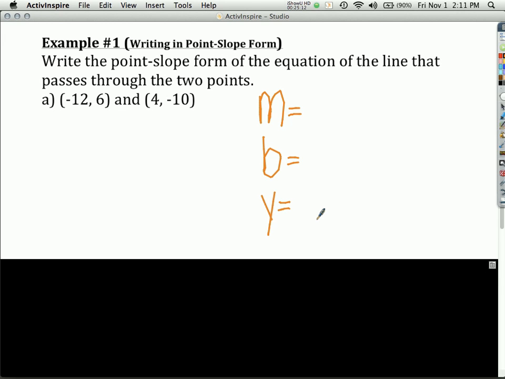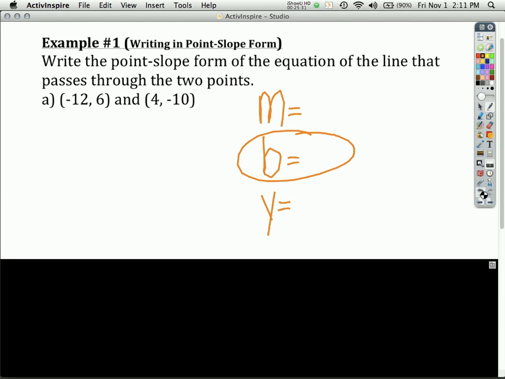But now we need a key that works for point-slope form. Point-slope form does not have this. It does not have the y-intercept. It has something different. It has a point. So instead of using this key, we're going to write a different key. So you still need to know that when it's slope-intercept form, that's the key you use. Now we're going to use a slightly different one.